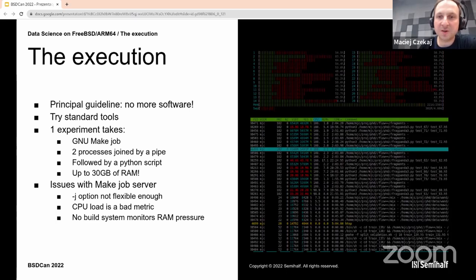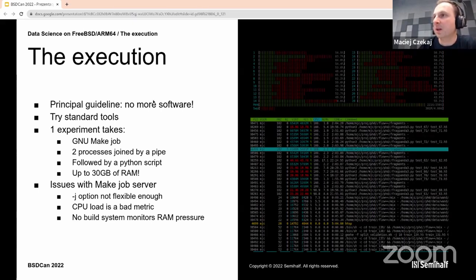There was an issue with the job server, not related to FreeBSD, but to Make itself and to other build systems that could be used as a data pipeline. Basically, your -j option and your job server are really fine when your building or processing workload is CPU bound. But when it becomes DRAM bound, limited by the amount of memory, then you're out of luck. There's no switch for that, and there's no way to monitor it. For instance, you can monitor CPU load with the Make utility, but you can't monitor DRAM consumption. Other build systems have the same issue. They can't monitor RAM pressure, just CPU load.